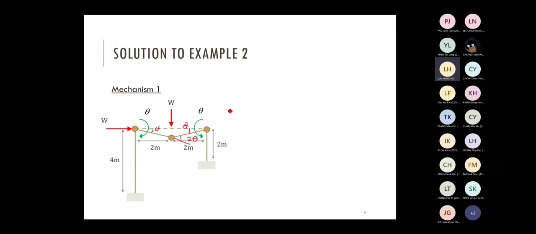I've explained many times. So when you set the energy equation, again, theta plus 2 theta, the total rotation is equal to 4 theta. 4 theta times the plastic moment gives you the plastic work. And then set this equal to the external work done.